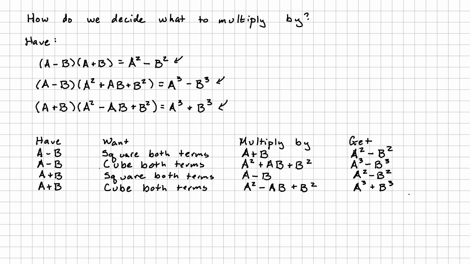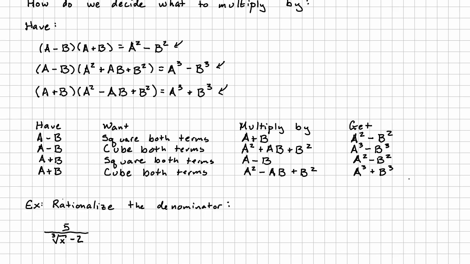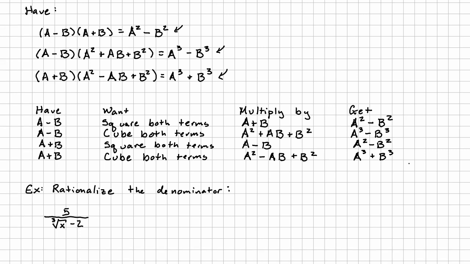So let's see an example, just using this for reference. Suppose we want to rationalize the denominator in this fraction. Well, currently in our denominator, we have a cube root of x. Right, so we want to cube this. So we have a minus b, and we want to cube. Well, we really want to cube the first term, but the second one comes along for free. So we want to multiply by something that looks like that.